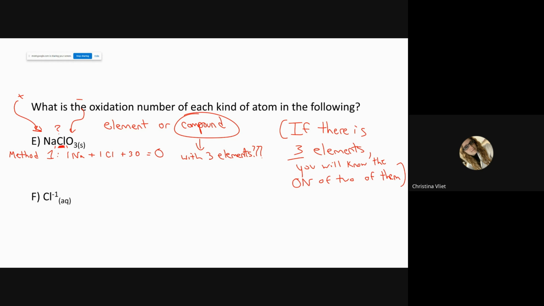Sodium in a compound is going to be +1 from the periodic table, right? So 1 times +1, which is +1. Do we know chlorine? That's the one I said we were going to be solving for. So we leave that as a variable. You can call it X if you wanted to. If you thought about it, it's really just algebra. That's what you're solving for.